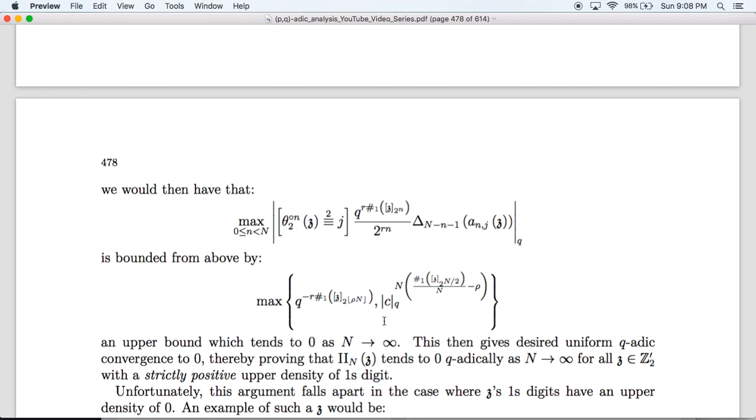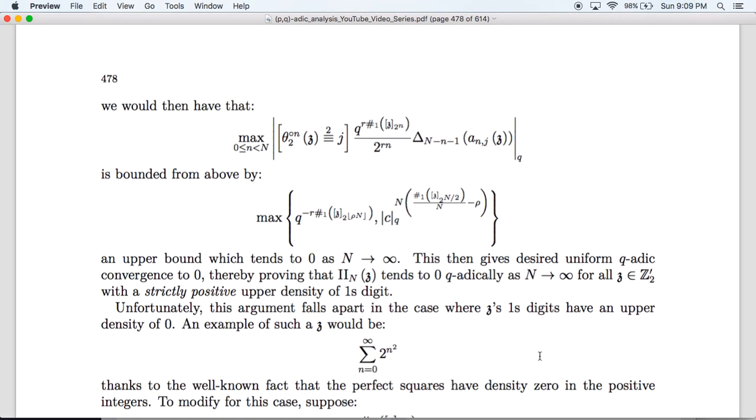This then gives us the desired uniform q-adic convergence to 0, and this proves that 2n of z tends q-adically to 0 for all z in Z2 prime, provided that all such z have a strictly positive upper density of 1's digits. Unfortunately, if z happens to be a two-adic integer with density 0 number of 1's digits, then this argument falls apart. And unfortunately, there are plenty of such z's.